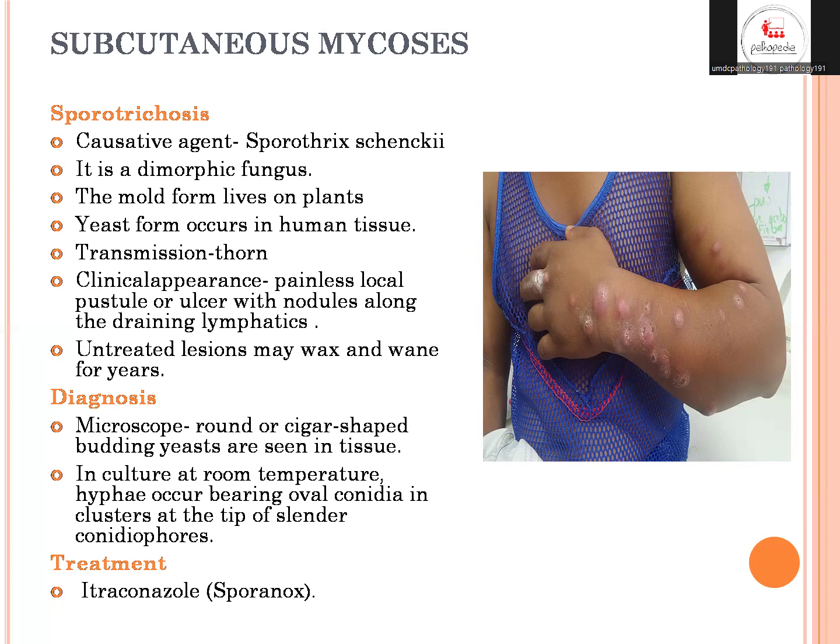It can be diagnosed by using a microscope. On microscopy, it can be seen as round or cigar-shaped budding yeast in tissues, and it can be cultured at room temperature, bearing oval conidia in clusters that depict the conidial flowerets. It can be treated by using itraconazole.